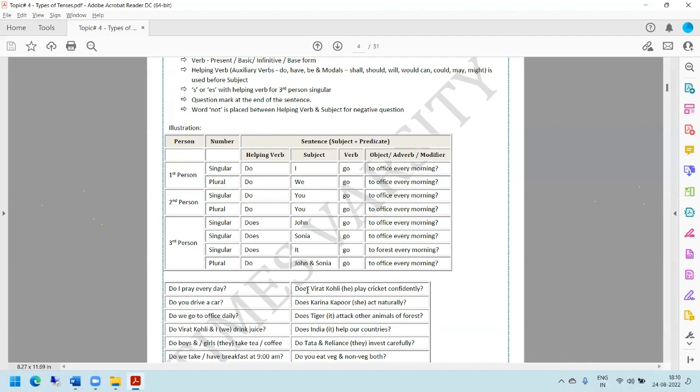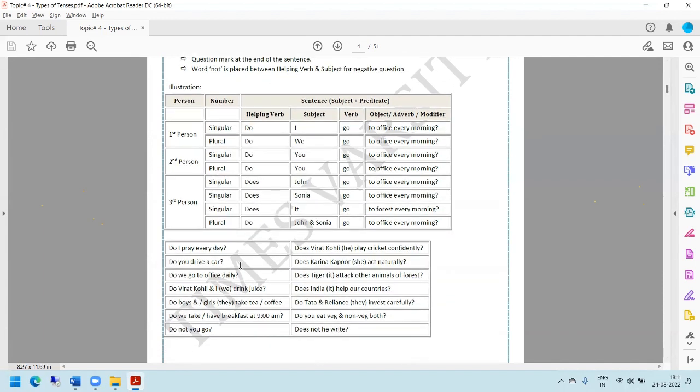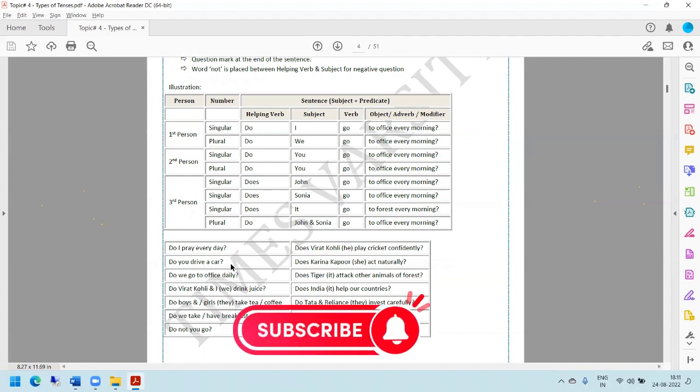So you can see the helping verb with es is coming. Then we have the subject, then the verb, and the remaining words of the sentence. So this is how a simple question is formed. This is the correct way of asking a simple question in present indefinite.